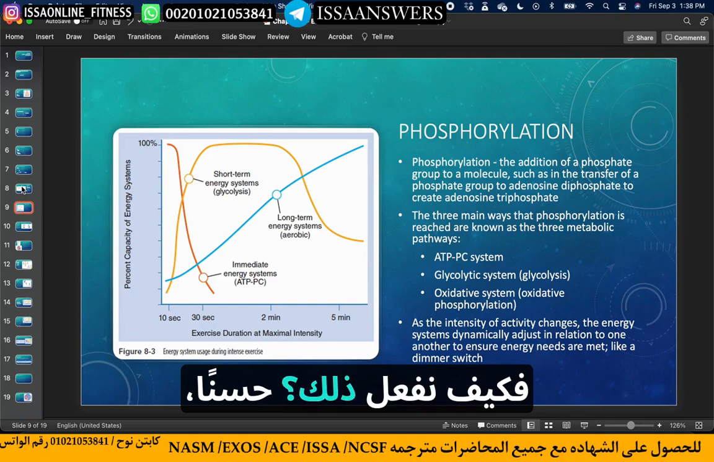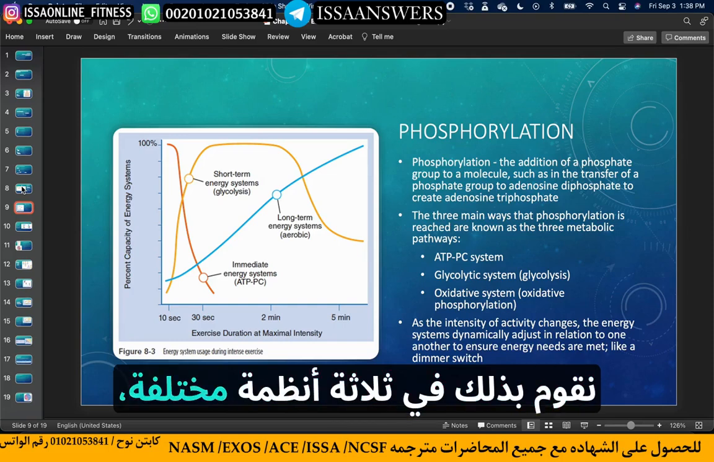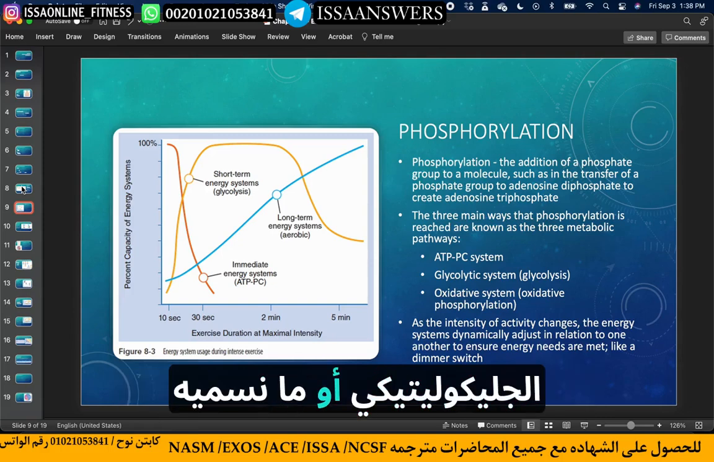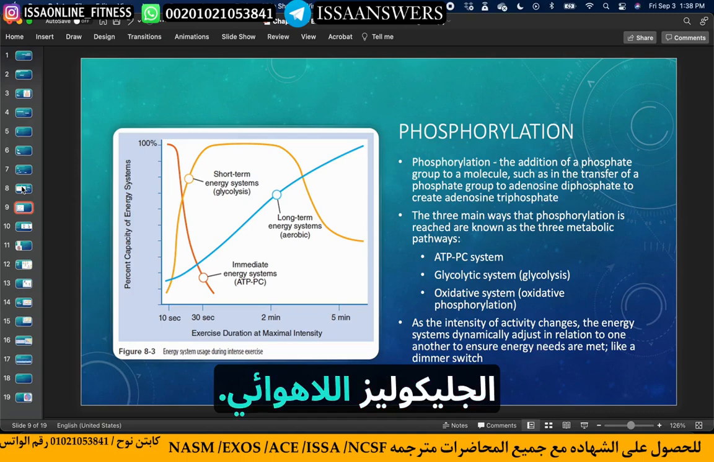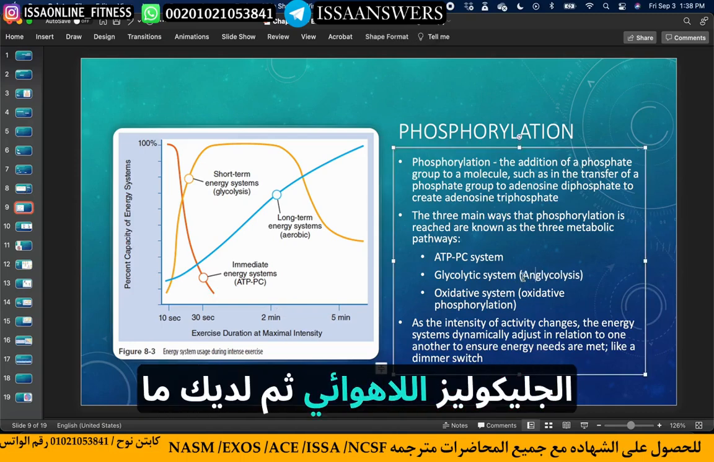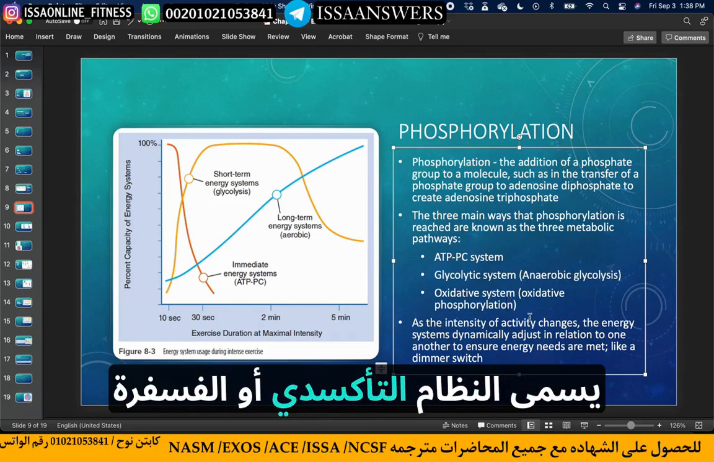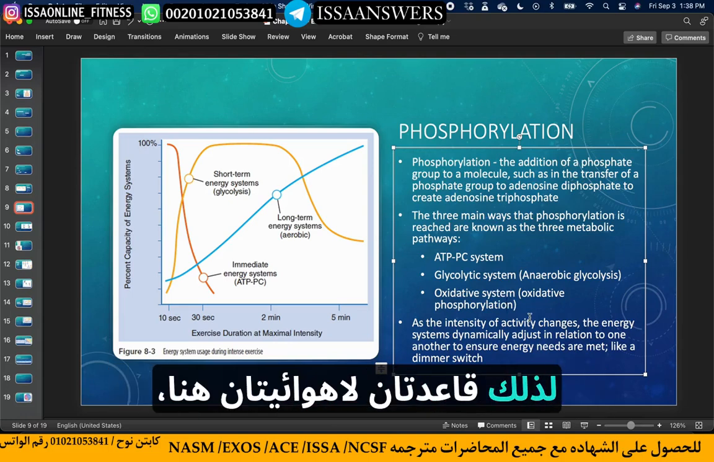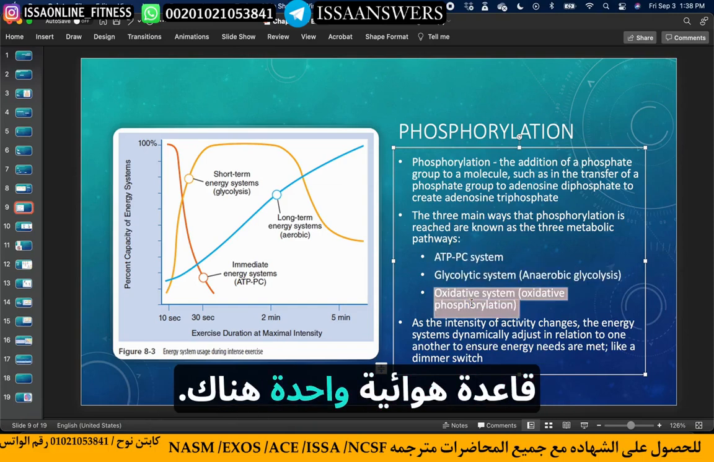So how do we do that? Well, we do it in 3 different systems. The ATP PC system, or the ATP PCR system. We have what we call the glycolytic system, or anaerobic glycolysis, and I'll put that down here so you can see it. And then you have what's called the oxidative system, or oxidative phosphorylation, or the aerobic system. So 2 anaerobic bases here, 1 aerobic base there.